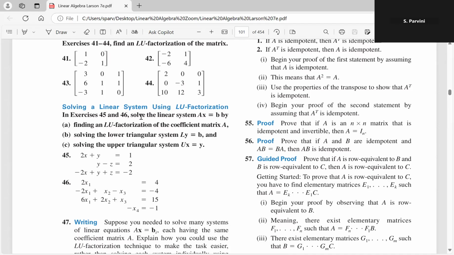We have 2x1 equals 4. Negative 2x1 plus x2 minus x3 equals negative 4. Below that, 6x1 plus 2x2 plus x3 equals 15, and negative x4 equals negative 1. Okay. Now, in part A, it says find LU factorization. Let's go to that software.